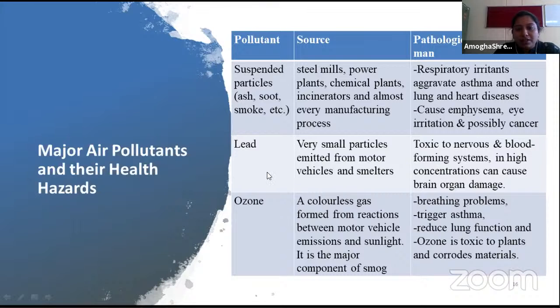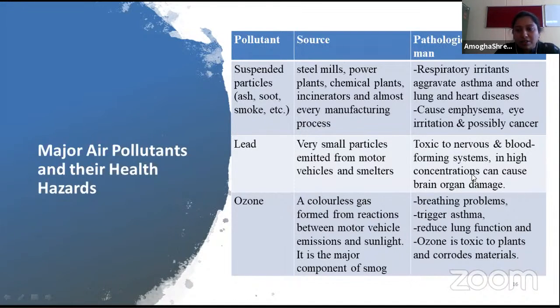Lead. Lead is like very small particles emitted from motor vehicles or from the smelters. It is toxic to the nervous system and blood forming system. High concentration can cause brain damage. That is, it can cause convulsions in a person, coma, or even death. As it involves the blood forming system, it causes anemia.